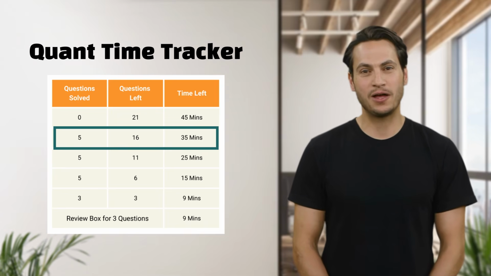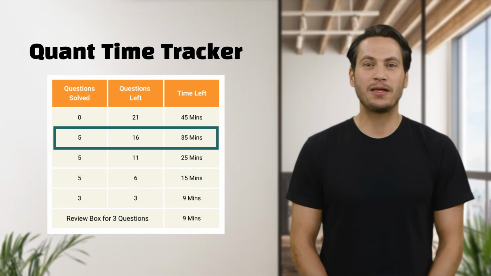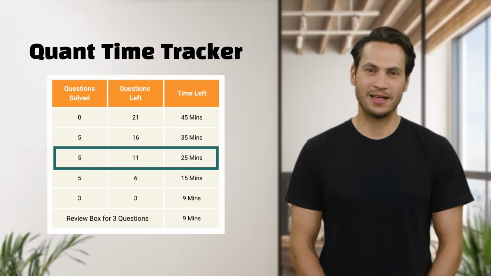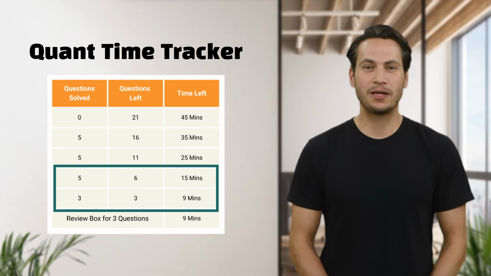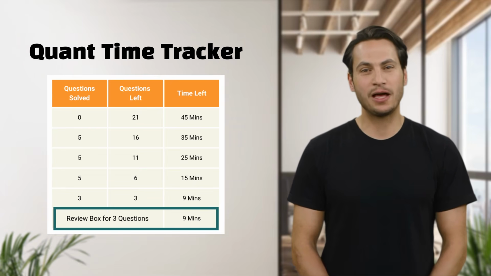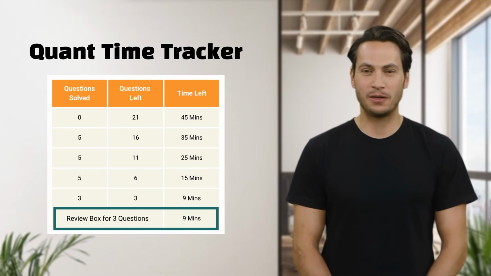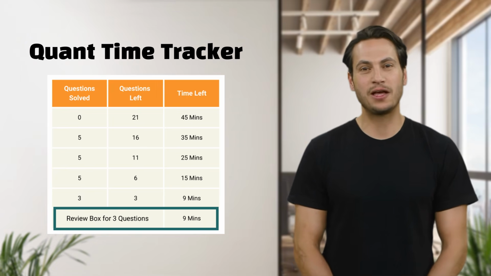Complete questions 1 to 5 and check the clock, you should have 35 minutes left. If you have significantly less, you need to speed up. Complete questions 6 to 10 and check, again, you should have around 25 minutes left. If yes, you're on track. Repeat this process for the remaining blocks. By the time you finish the last question, you should have roughly 9 minutes remaining and 3 questions held for review. Use those 9 minutes to attempt those questions calmly and finish the section on time.